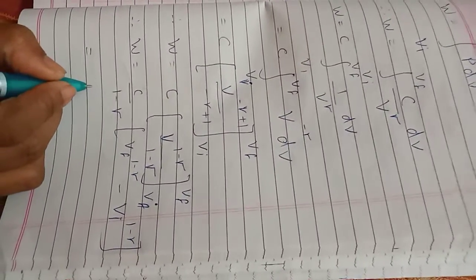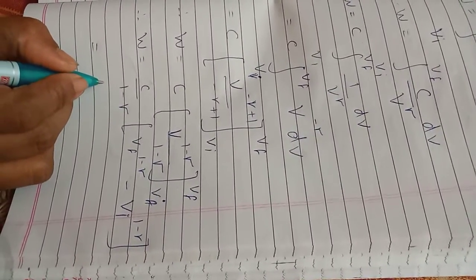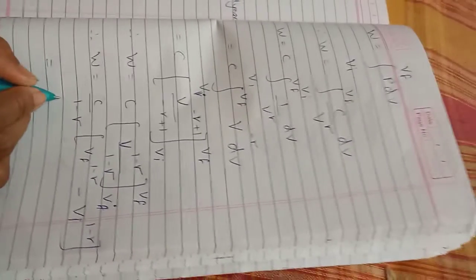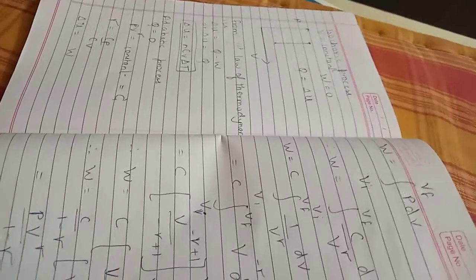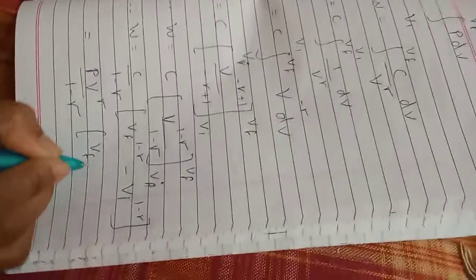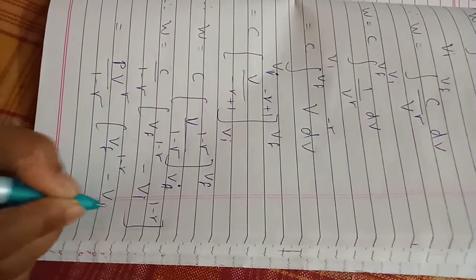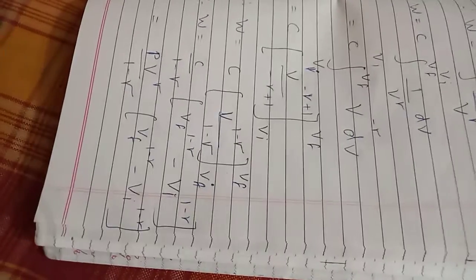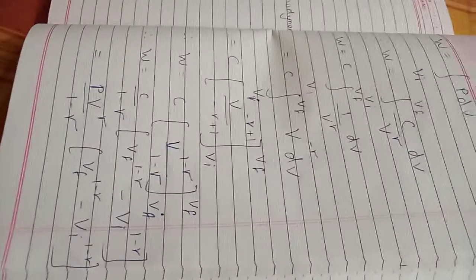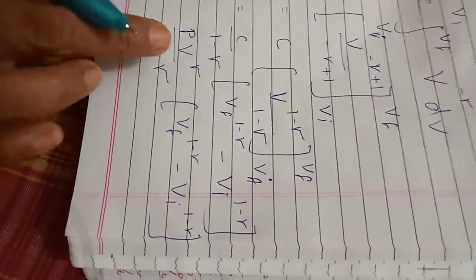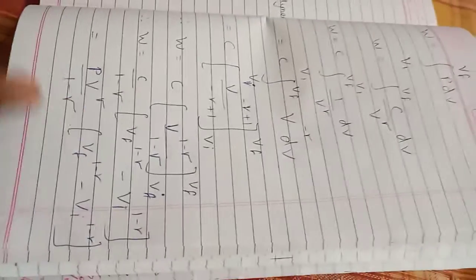Now, what is C again? C is obviously PV raised to gamma, divided by 1 minus gamma, times Vf raised to 1 minus gamma minus Vi raised to 1 minus gamma. Final volume minus initial volume. Now, what we are going to do later on here? Multiply by V raised to gamma. What do we get?